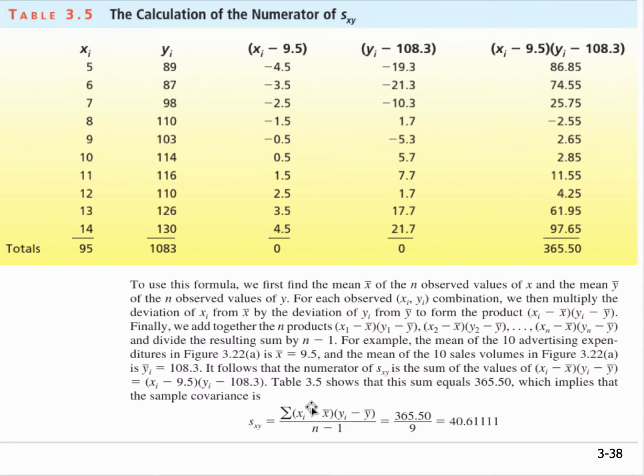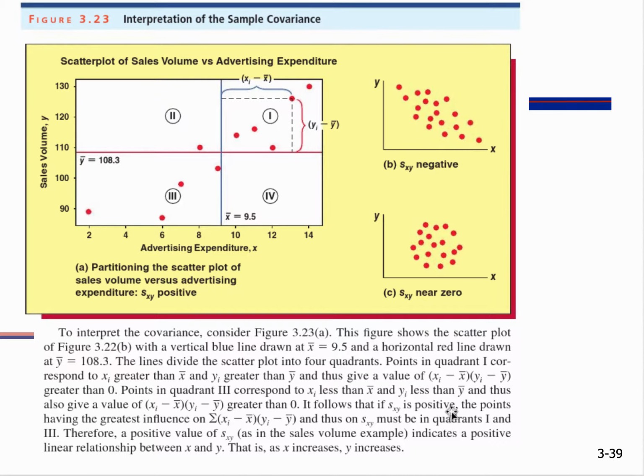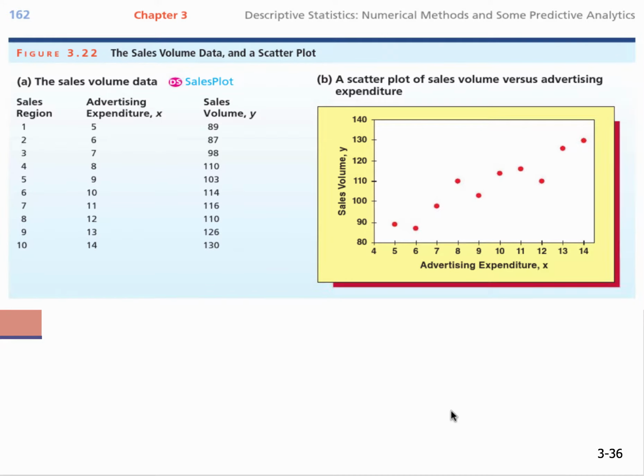So we went ahead and calculated the covariance between X and Y, which is denoted by S_XY. And the value is equal to 40.61111. So that's good. So if I look at the plot one more time, this is the same plot we have here, but what we did is we want to look more into the data.